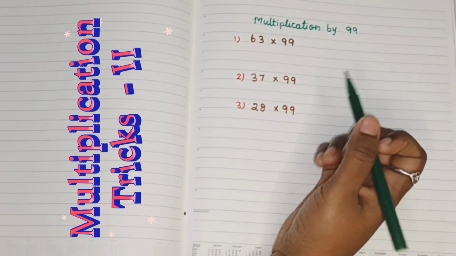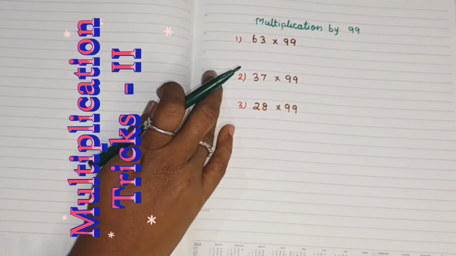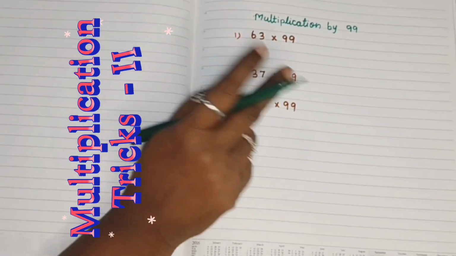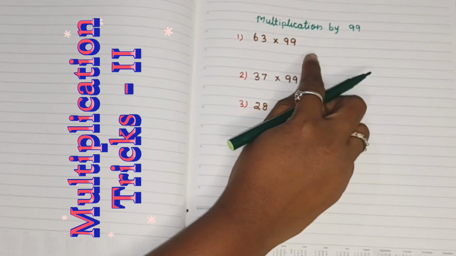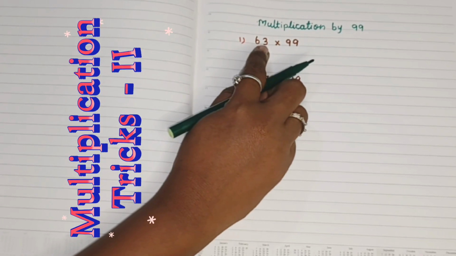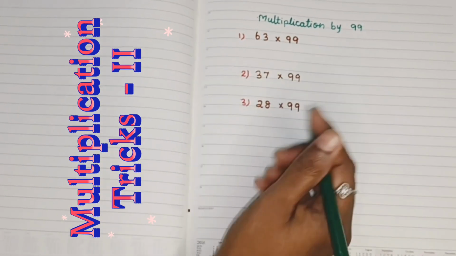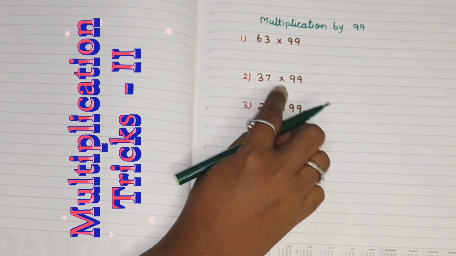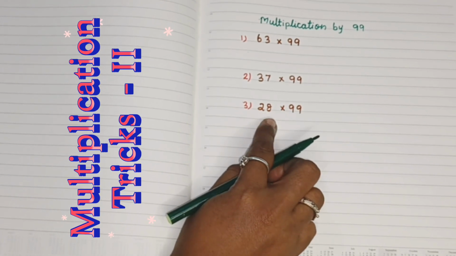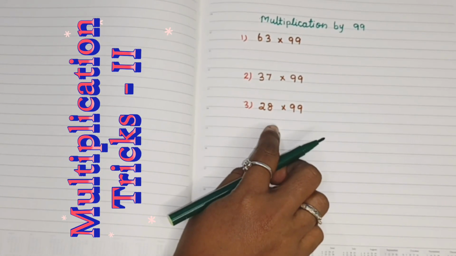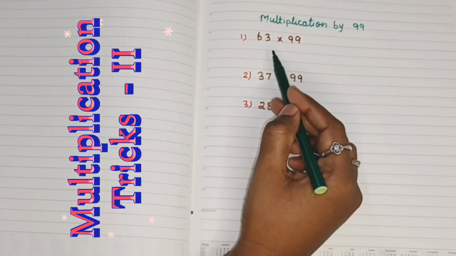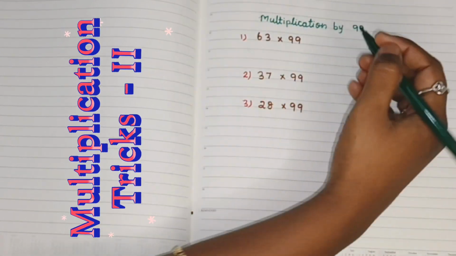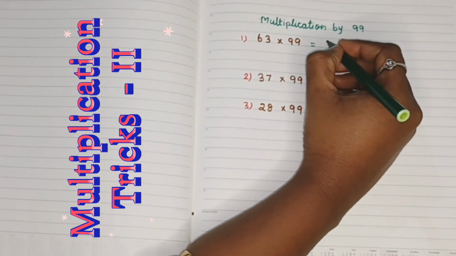Multiplication by 99. The condition is: multiply any two-digit number by 99. This is a two-digit number, 63. 37 is also a two-digit number, 26, 28 also two-digit numbers. If you have a two-digit number, you can use this. First, what is the question?